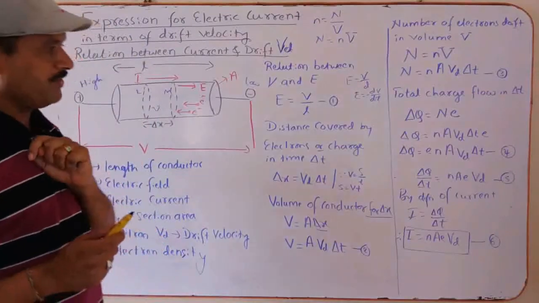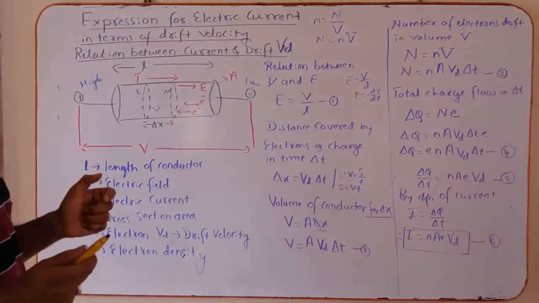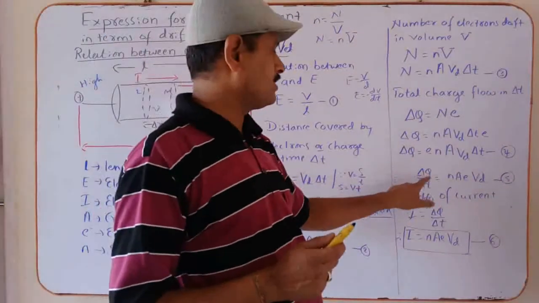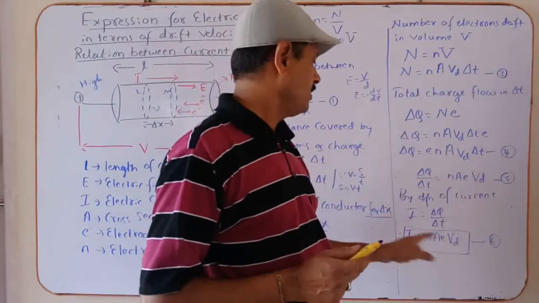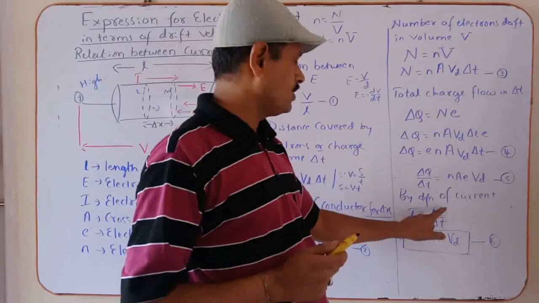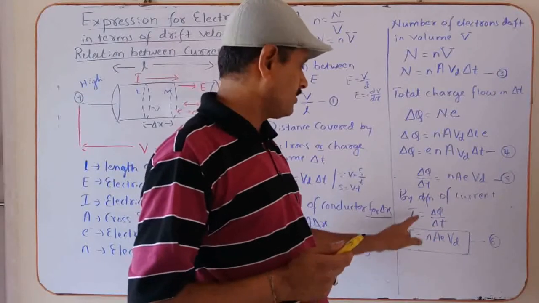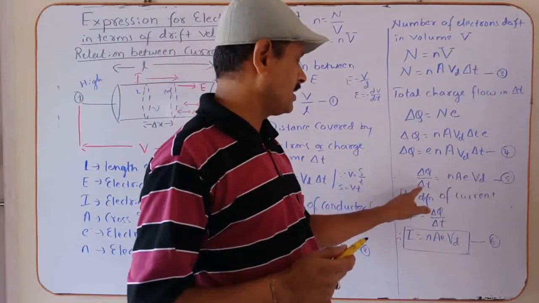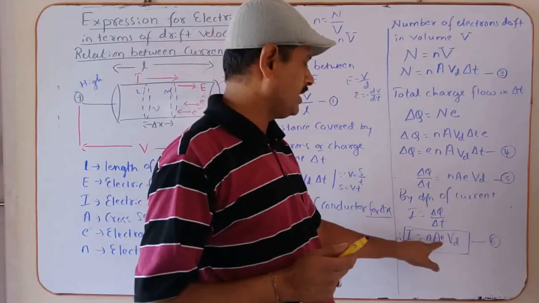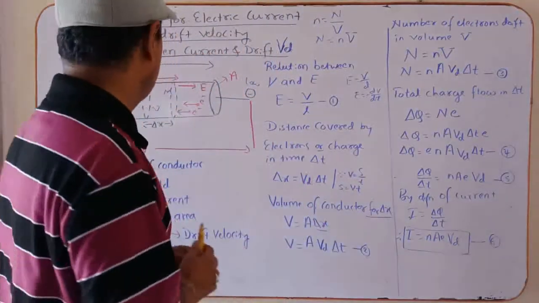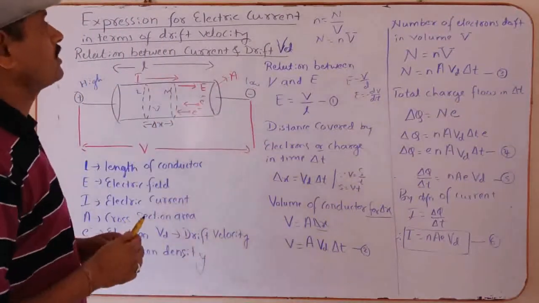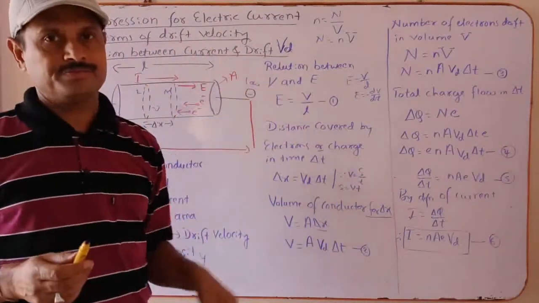Now according to the definition of current, it is the rate of flow of charge, charge divided by time. Taking delta t here, I is equal to charge divided by time. Therefore, instead of delta q divided by delta t, I have to take n into A into e into Vd. This is the expression for the electric current flowing inside the conductor in terms of drift velocity.